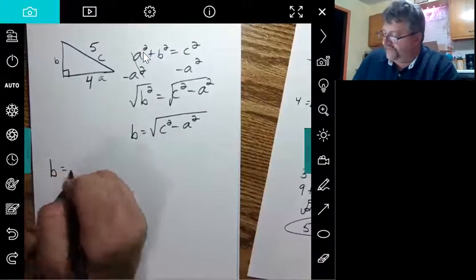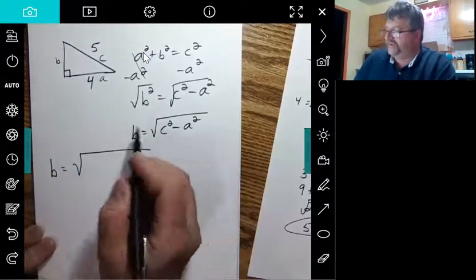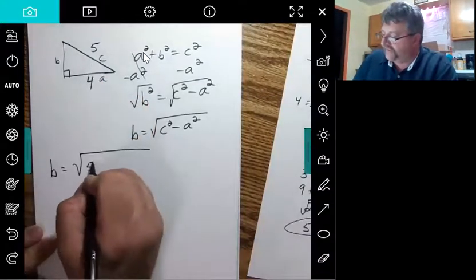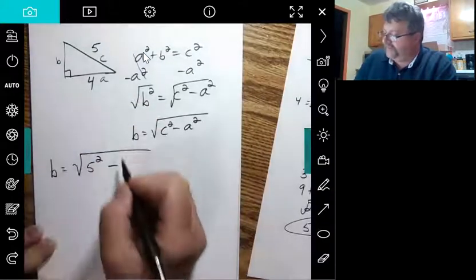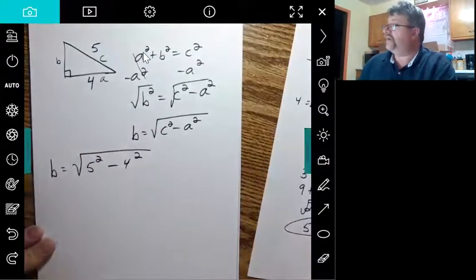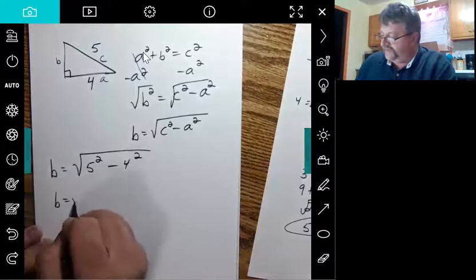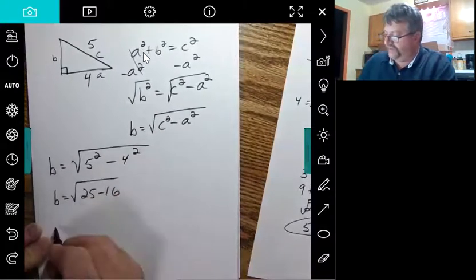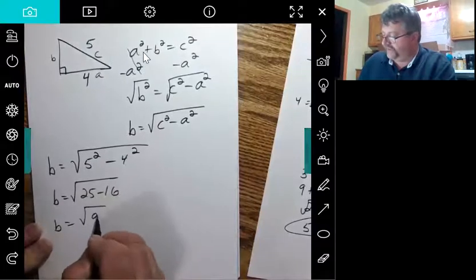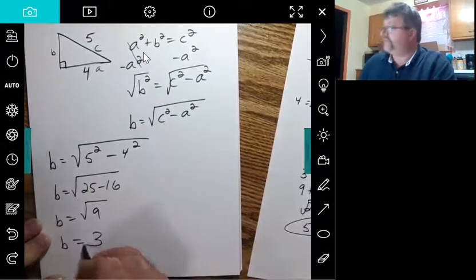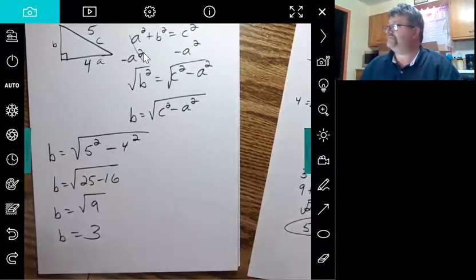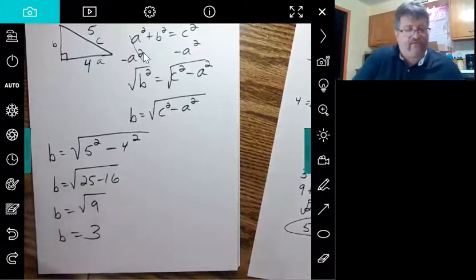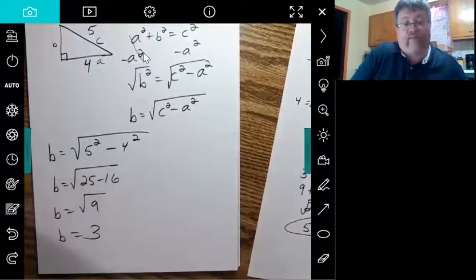So B equals the square root of what? C squared, so 5 squared minus 4 squared. B equals the square root of 25 minus 16, B equals the square root of 9, and we get 3. So we can always use that formula on these right triangles.